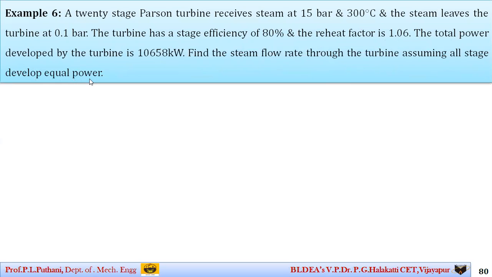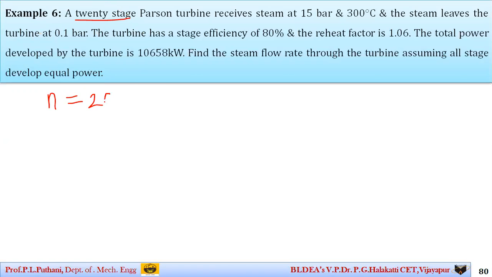In the previous session, we discussed the stage efficiency and the overall efficiency, so this particular question is being asked with respect to that. Students, as I have already told you, when things are given in the question, please abstract the given data. The initial point is that there is a 20-stage turbine, which means the number of stages is 20.